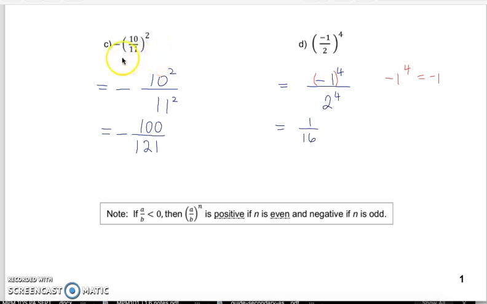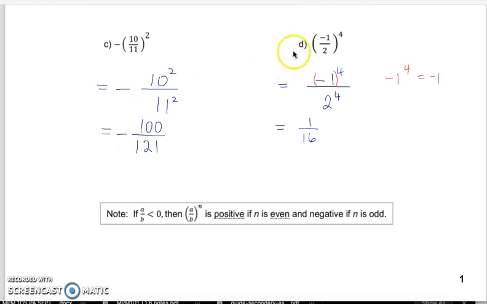C. So you have negative bracket 10 over 11 to the power of 2. Remember, the negative sign does not affect the square, so we should just write that down in front of what's going to happen next. I will distribute the 2 to the numerator 10, so it's 10 squared, and the denominator 11, so I have 11 squared. And work out the answer. You get 100 over 121, and don't forget the negative sign in front.